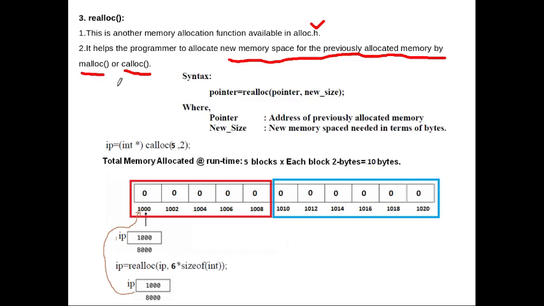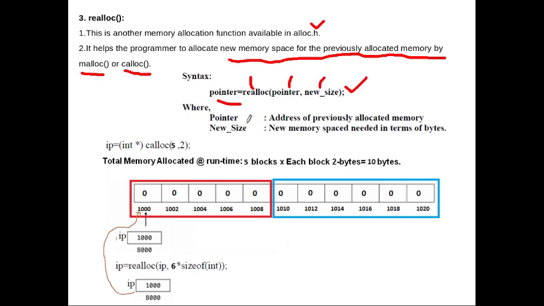In that case, we can use the realloc memory management function to allocate more memory for the previously allocated memory. So we can extend the memory which is already allocated. Then how to use the realloc function? You have to follow this syntax: the pointer variable and the realloc function. It takes two parameters: the first is the previously allocated pointer variable, and the second is the new size.